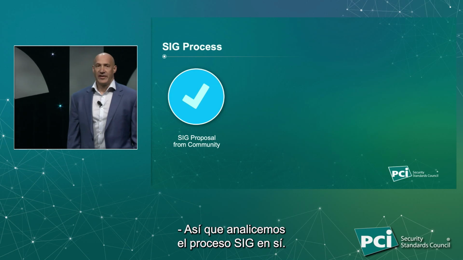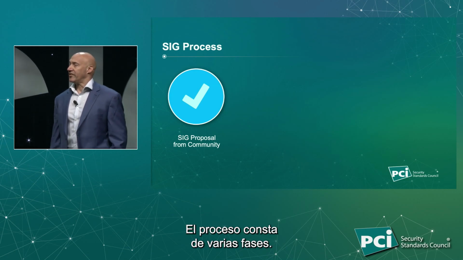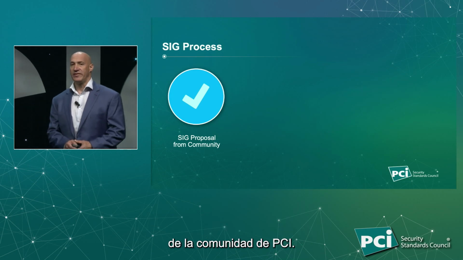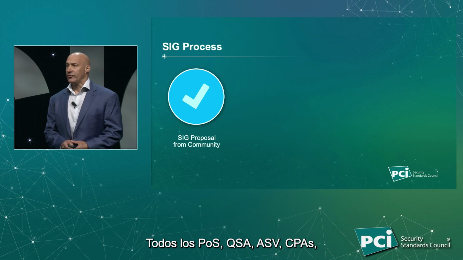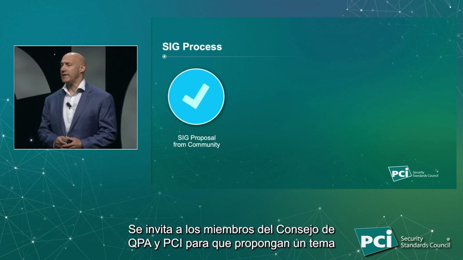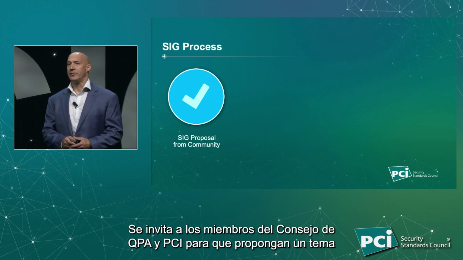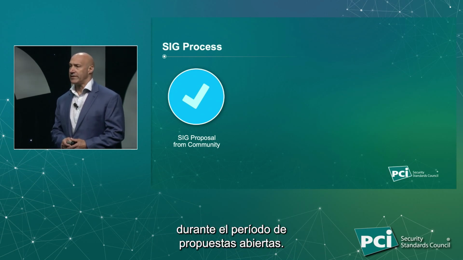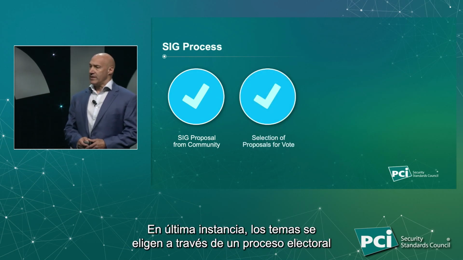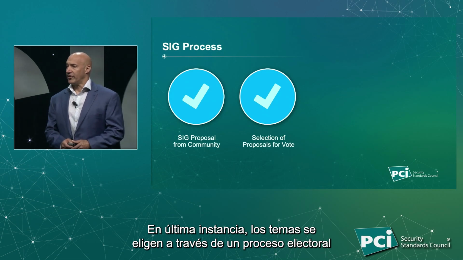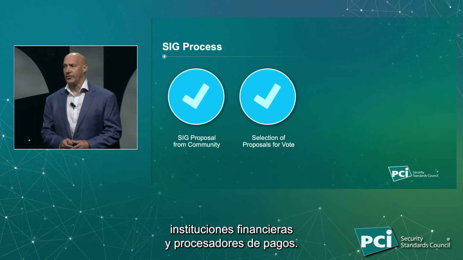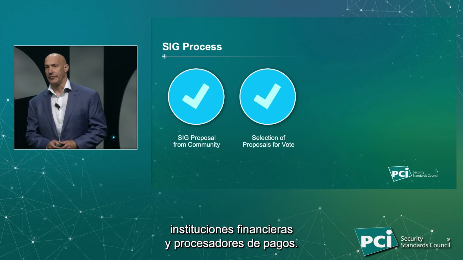So let's discuss the SIG process itself. The process consists of a number of phases. SIG topics are proposed each year by members of the PCI community. All POs, QSAs, ASVs, CPSAs, QPAs, and PCI council members are invited to propose a topic during the open proposal period. Ultimately, topics are chosen through an election process by the POs who represent merchants, financial institutions, and payment processors.